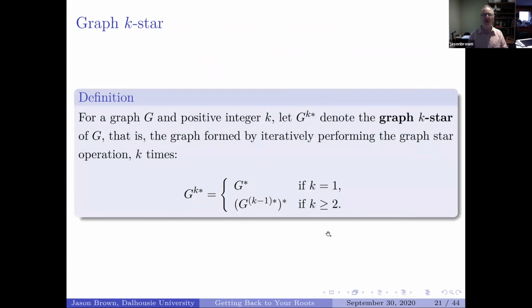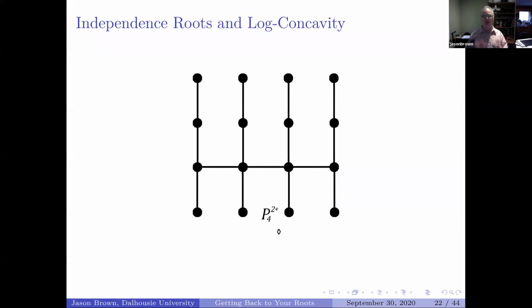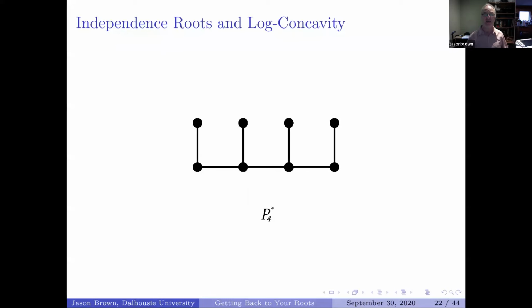So for a graph G and positive integer k, what we're going to do is iterate this operation. Let G k star denote the k-star of G. That is the graph formed by iteratively performing the graph star operation k times. So when we do it just once, we get the graph star. And if you're doing it more than once, what you do is you do the star operation iteratively that many times. So for k equal to 2, you take the graph star, and then you take the star of that graph. So as an example, let's look at the following graph. I have a little animation. Here's the path on 4 points. We do the star now, join a leaf to each one. Now we join a leaf to each vertex again, and so on.